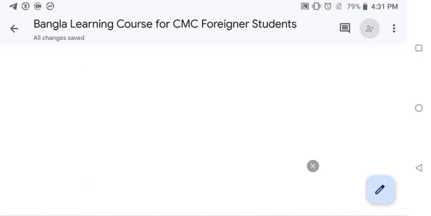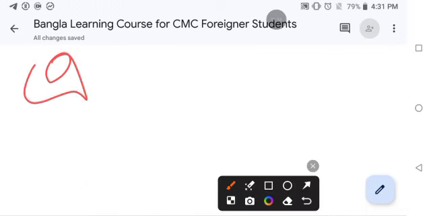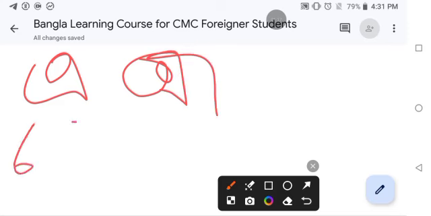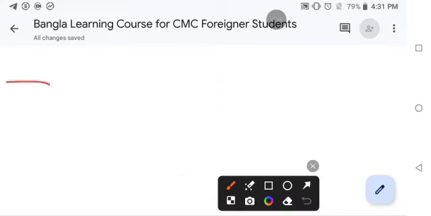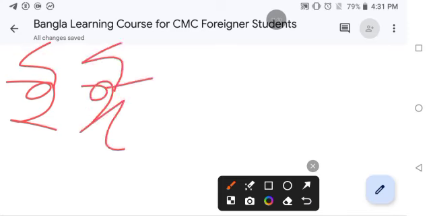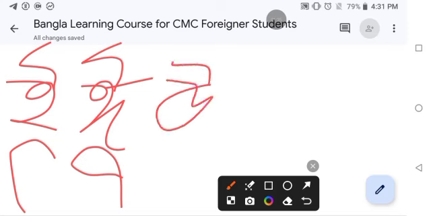And then we have the next two. This is A and this is A. Shortcuts are like this. 2 shortcuts for this one, and this one has 1 shortcut. Next we have, this is E. This is also E. Shortcuts are like this. This is U. This is also U. Shortcuts are like this at the bottom.